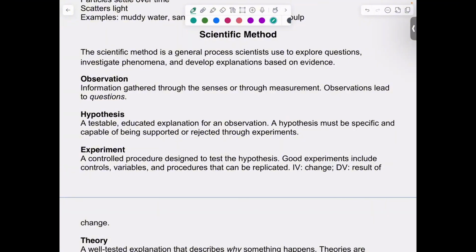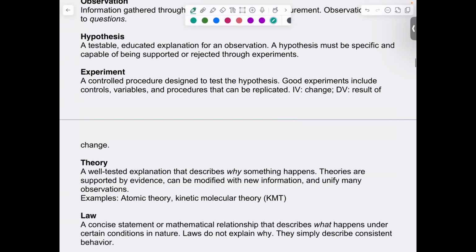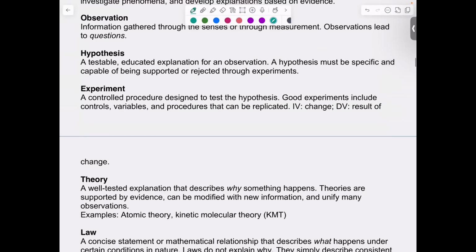And we have some key terms here. And then I also want to discuss towards the bottom of this particular section, we're looking at theory versus law, and hopefully a way to help you differentiate the two.